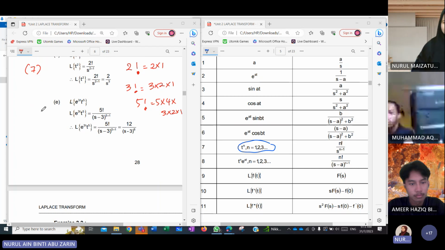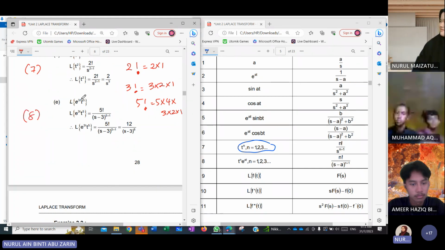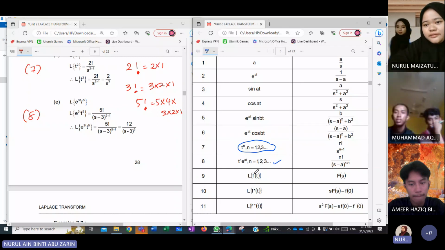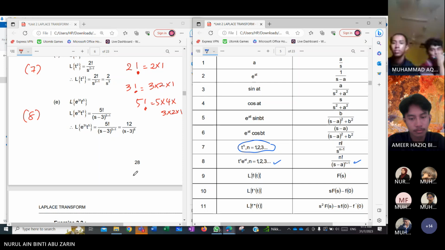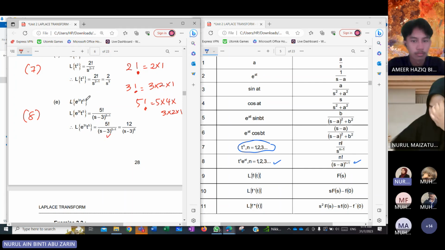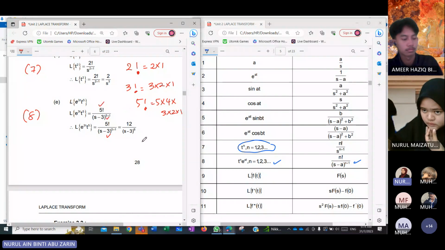Okey, so number E, this is combination of exponent and T. Okay, exponent ada, T pun ada. So exponent 3T, T ada T kuasa 5. So you tengok dekat sini, kalau ikutkan dalam table dia, table number 8. For table number 8, you just have to refer untuk eksponen A dia apa? A dia 3. So tempat A akan digantikan dengan nombor 3. Lepas tu untuk T, T to the power of N, N dia 5. So tempat N akan digantikan dengan nombor 5. Macam tu lah. Okay, so kena hati-hati sikit lah kat sini.